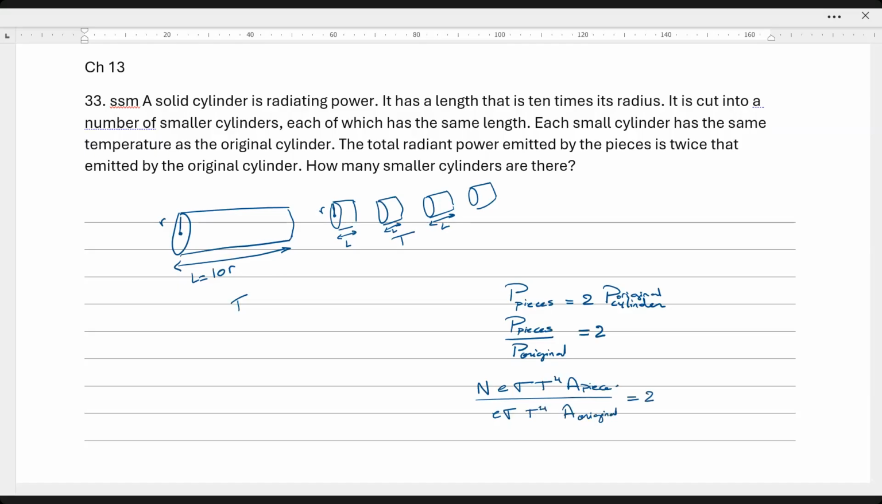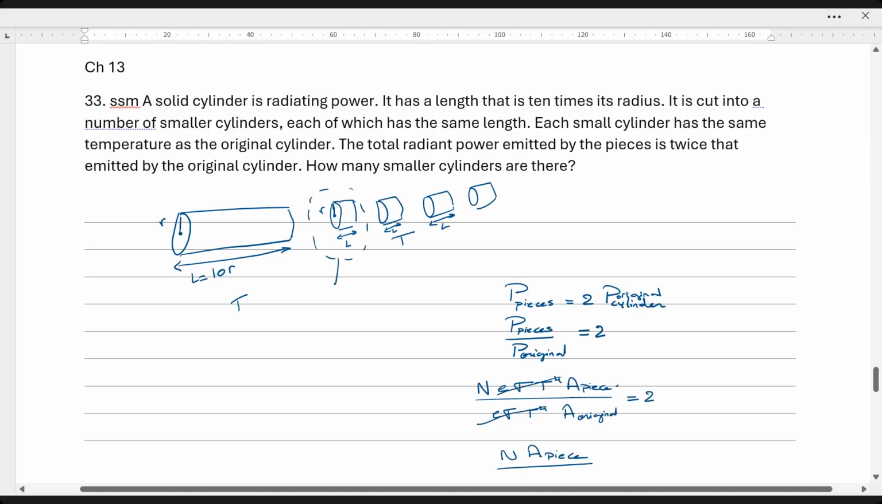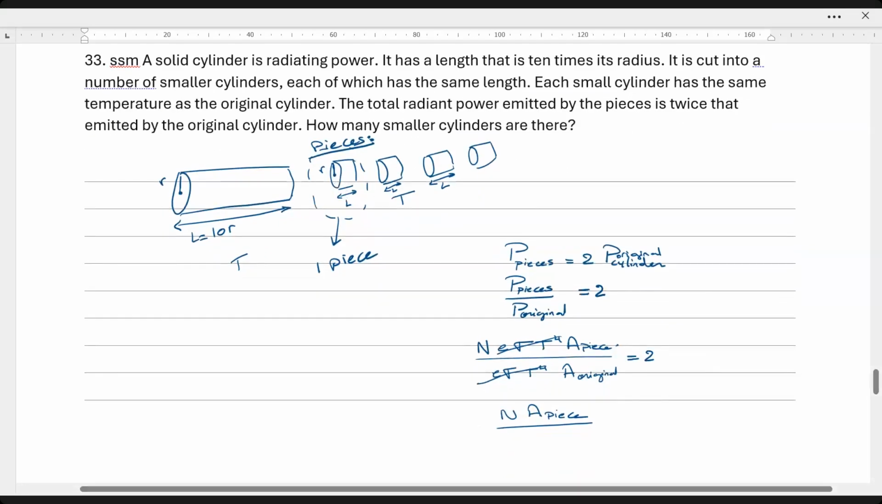And this is equal to 2. You can see how all of these terms cancel out. What we are left with is the number of pieces times the area of one piece, basically that's just one piece, and all of these are the pieces. The area of the original cylinder is in the denominator, and this is equal to 2. Again, the question is to find how many small cylinders there are. So we're interested in finding n.